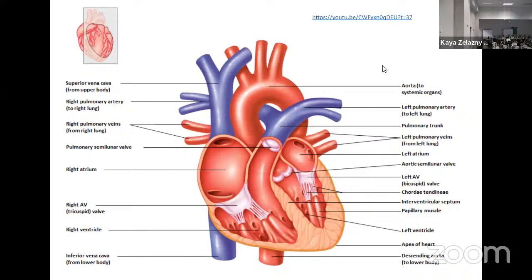Okay. So we are going to start with understanding the heart itself so that we can talk about how the heart contracts, how that interacts with your blood pressure. How does that actually push blood around your body?